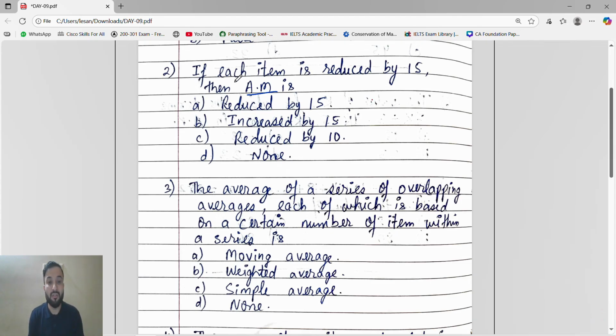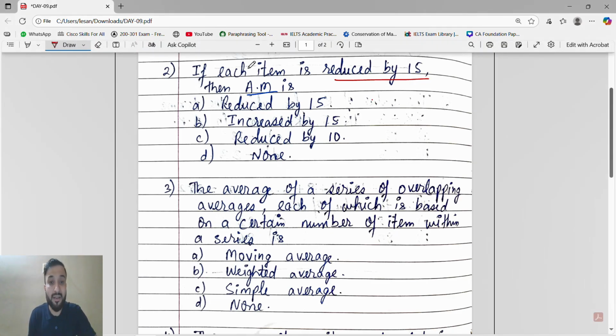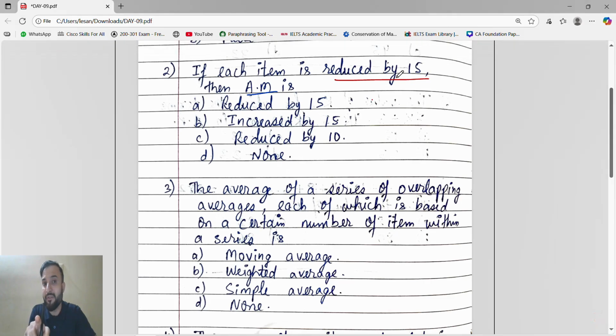Because it is a mean, it totally depends upon how the items are changing. Suppose they say if each item is reduced by 15, the arithmetic mean will also reduce by 15. If each item is increased by 15, the arithmetic mean will also increase by 15. If each item is multiplied by 3, the arithmetic mean will also multiply by 3. If each item is divided by 10, the arithmetic mean will also be divided by 10. Whatever changes happen in the items, the same changes will happen in the arithmetic mean. So here, if each item is reduced by 15, the arithmetic mean is also reduced by 15.